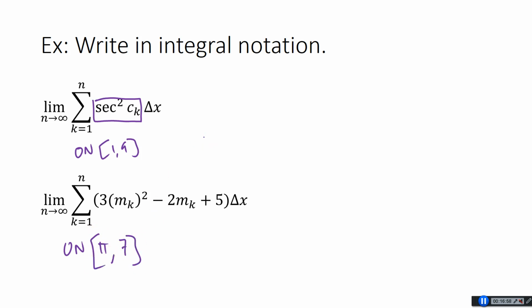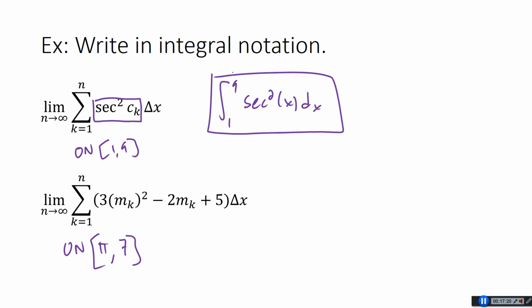To write things in integral notation, all you have to do is rewrite it with an integral. So this one is going to be the integral from 1 to 9, because we're going from 1 to 9, of secant squared x. Instead of writing c sub k, which means they're picking an infinite number of little c's to give the height of the function at different places from 1 to n, that's going to be a dx. That's all there is to it. You just replace the c sub k with an x, and you're done. Try the next one on your own and see if you can do it.